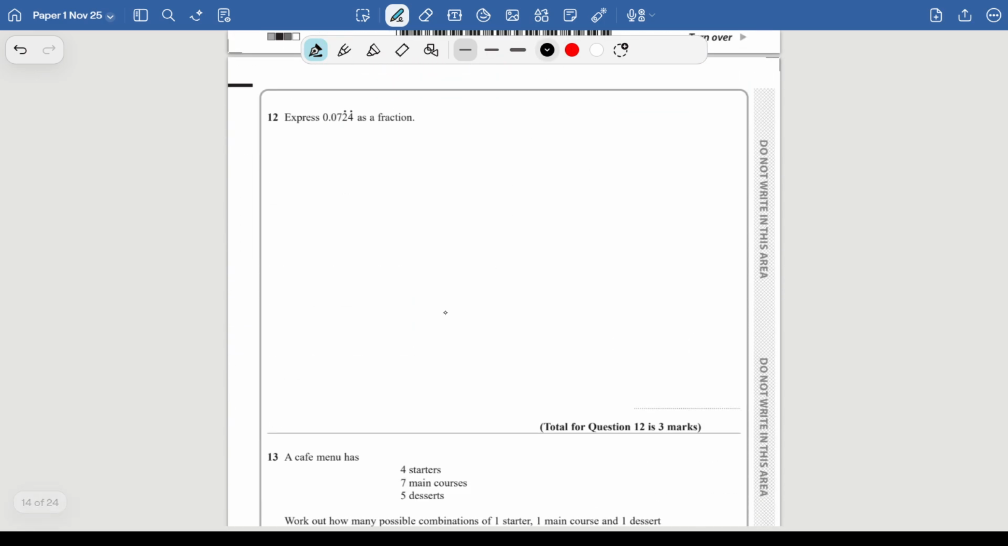All right, moving to the next question. Express 0.0724 as a fraction. So 24 is recurring here. You need to express it as a fraction. So here this is like 0.072424, it keeps on repeating. So how can I express it as a fraction?